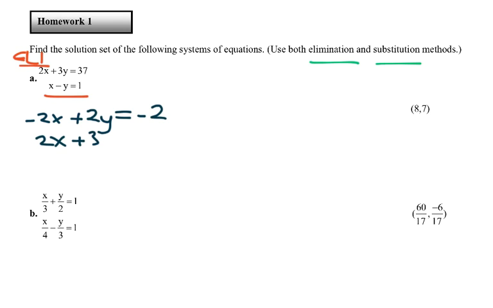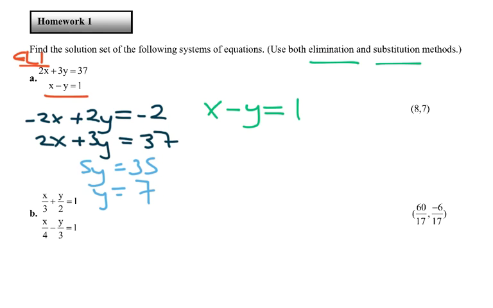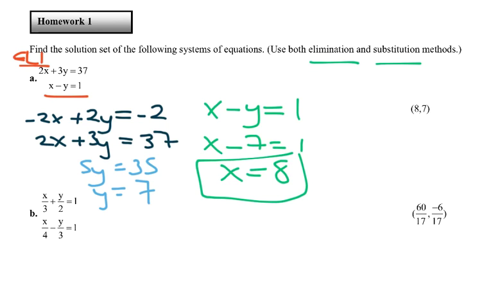The reason why we do that is so that we can now simply add these two equations together, the first and the second, and we end up with 5y is equal to 35, y is equal to 7. If y is equal to 7, we're going to substitute this y value into either of those equations. So let's take the simplest one. Y equals 7, x minus 7 equals 1, so x is going to be equal to 8. And there we go. Our solution set is then x equals 8, y equals 7.